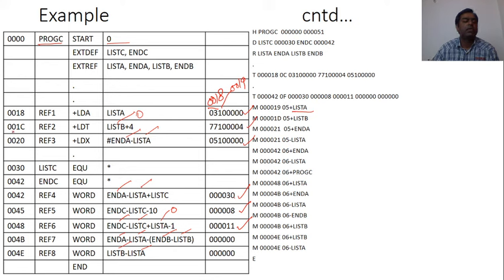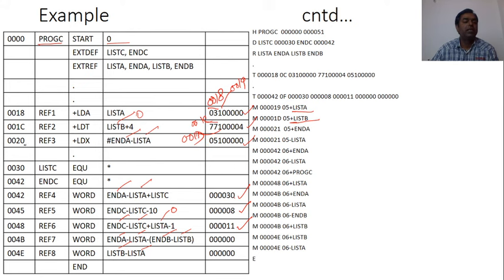Now, the next instruction is at address 001C. That is what? List B plus 4. I don't know the value of list B. What we have to do? At address 001C, this 77 is written. 10 is written at address 001D. So at address 001D, we have to add the value of list B in the 5 half bytes. This is written here.